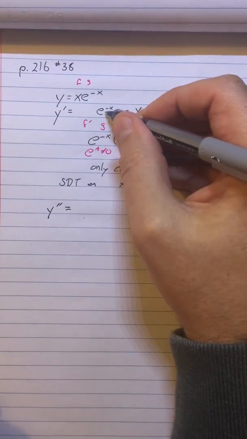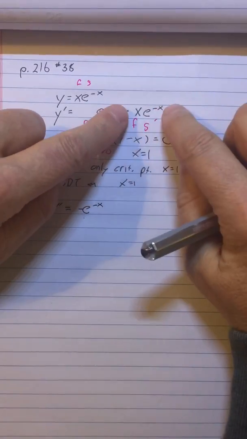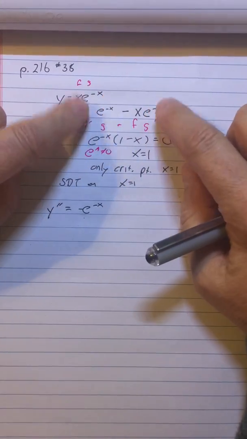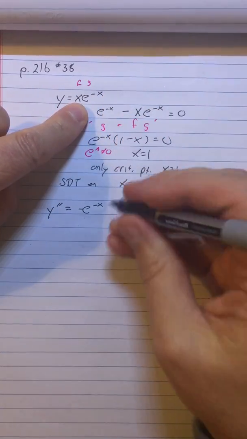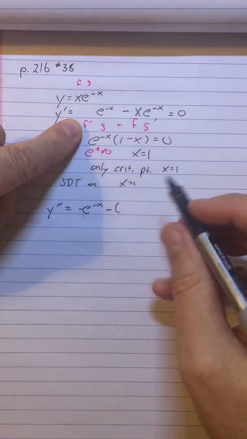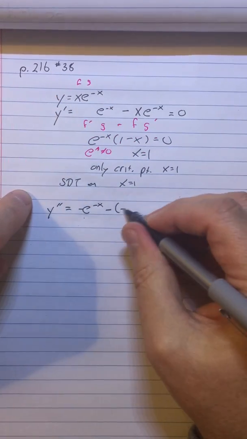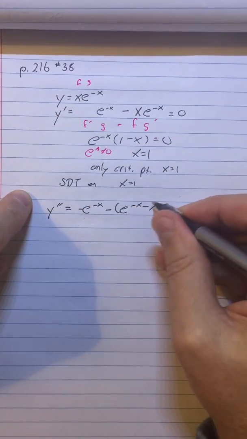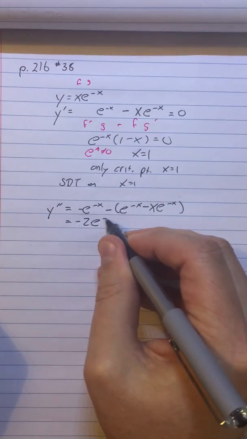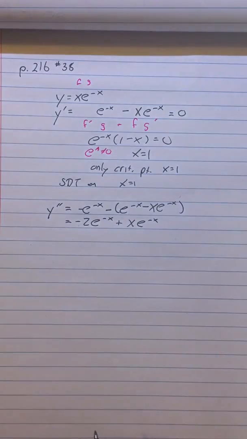So we do the derivative of e to the negative x as negative e to the negative x. And then here's the cheat. This is minus x e to the negative x, right? Well, I already did the derivative of x e to the negative x. So I'm just going to have minus what I just got for the derivative of x e to the negative x. And this is going to be e to the negative x minus x e to the negative x. So then when I simplify that down, I get negative 2 e to the negative x plus x e to the negative x.